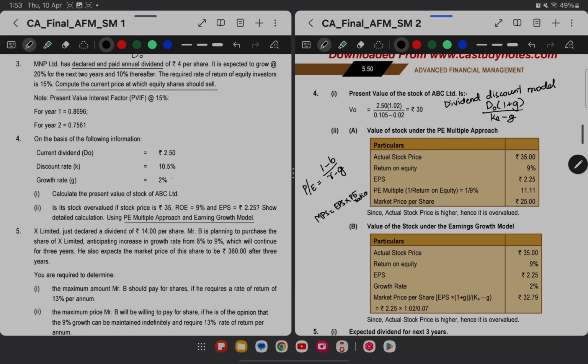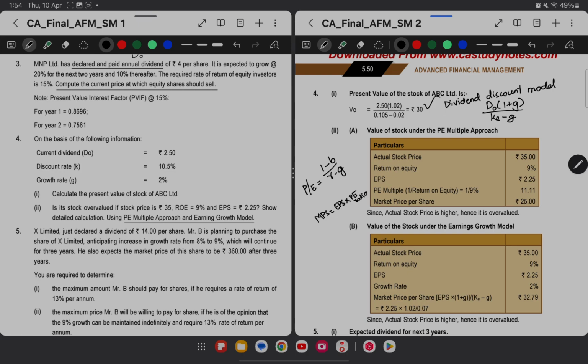Now, using this information, we can use the dividend discount model. So D0 into (1 plus G) divided by (KE minus G). Using that formula, 2.5 into (1 plus 2%) divided by KE minus growth. So we are getting a value of rupees 30.